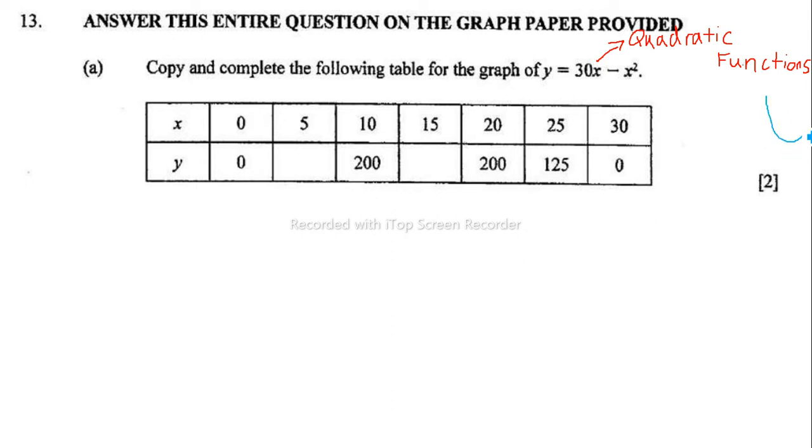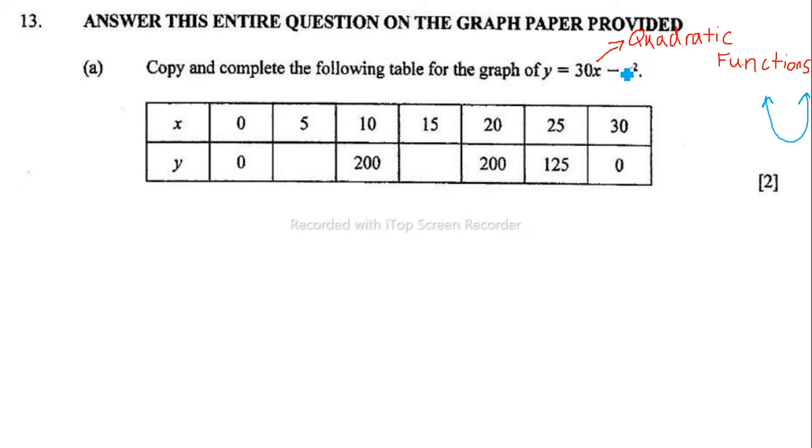So it's a U. It's either going to be a regular U, which is when it opens upward, like this.